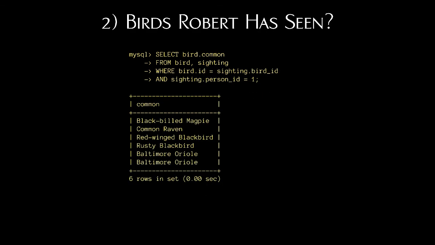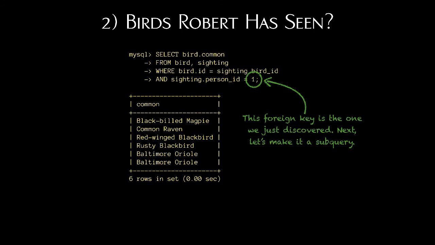Again, I want to know the birds that Robert has seen. So I'm selecting the common names of the birds. I'm reconciling the foreign keys. But in the sighting table, the foreign key for the person must be 1. And so here are the birds that Robert has seen. You'll notice the Oriole is on there twice. So I could remove those duplicates if I wanted to.